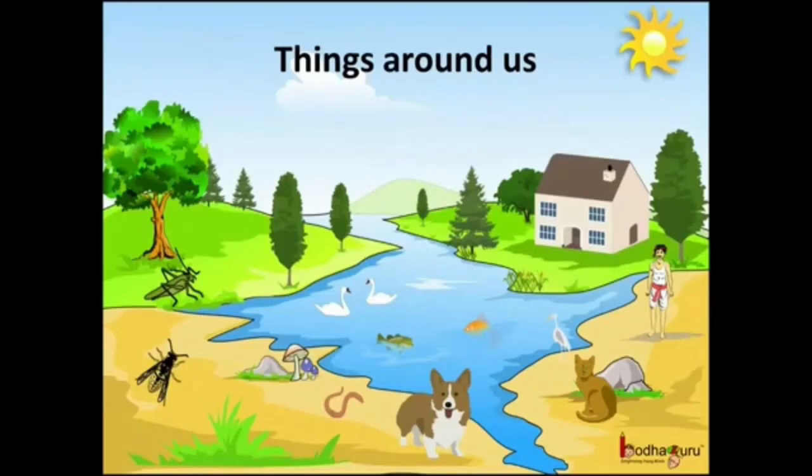The living and the non-living things. Look around and what do you see? We can see trees, people, different animals like dog, cat, houses. In the sky you can see sun, cloud, maybe moon. So whatever we see in the environment around us is either a living thing or a non-living thing.